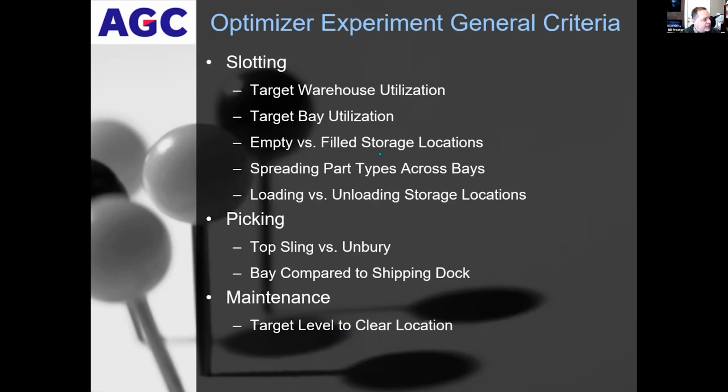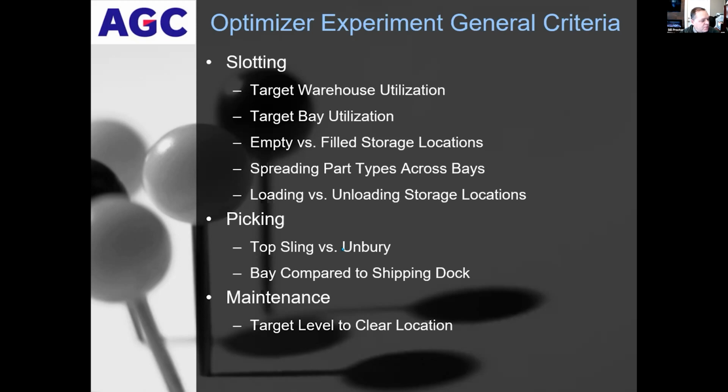And there were some general criteria that we used for each one of these for slotting, picking, and maintenance. So like for slotting, we knew that the warehouse utilization, how full it was, had a big impact on efficiency. We wanted to look at the bay utilizations across multiple bays. So we wanted to know how does that affect efficiency, whether we had empty or filled storage locations, should we be spreading part types across bays?